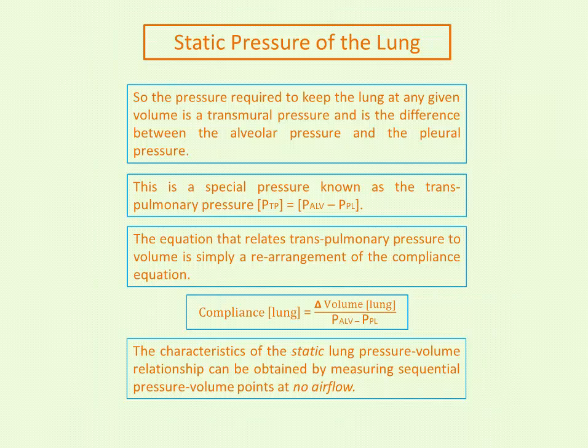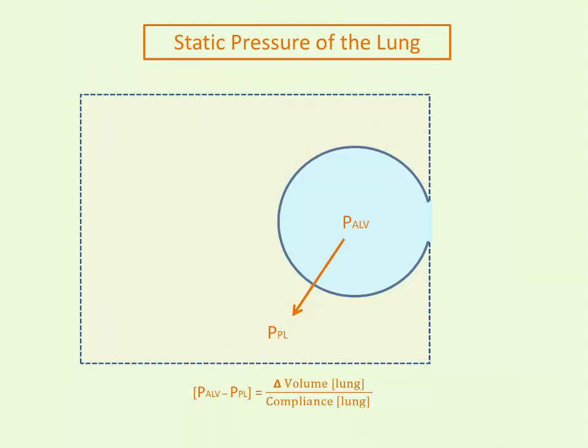This is like measuring sequential pressure volume points at no airflow. So it would be like taking a breath in, holding it, measuring the pressure required to maintain that volume, measuring the volume, taking another breath in, doing the same thing, measuring the pressure required to maintain that volume and measuring the volume. So it's sequential static pressure measurements. And this is a cartoon of what's going on. If we were to start at point A, pleural pressure A, alveolar pressure A, lower the pleural pressure, you can see that the arrow is increased in thickness, which means that the transpulmonary pressure is increased. Again, this is done at no airflow.